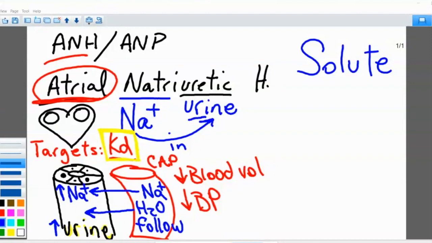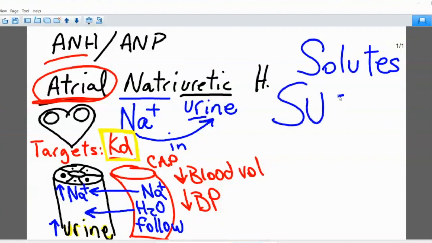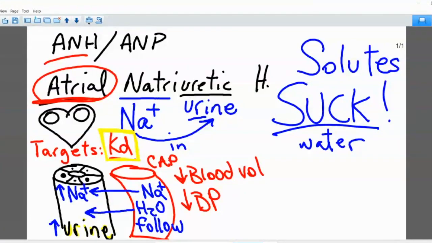Here's why. Because solutes, like sodium, you know what they do? You know, I just love this. They suck. You know what they suck? Water. They suck water right out of the body. So when you get salt on your lips from that popcorn and it's got a little fat on it so it sits there and stays there, it just pulls water right out of your lips because solute sucks. Sodium is a solute and water follows it, okay? There's your memory device for this hormone.